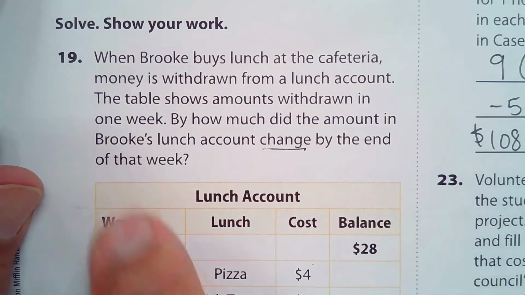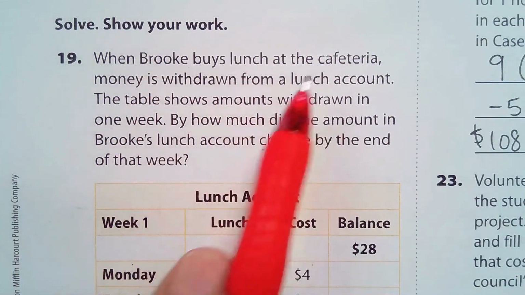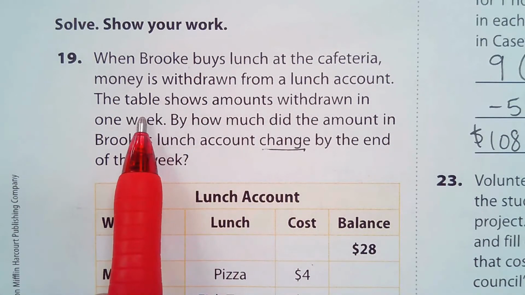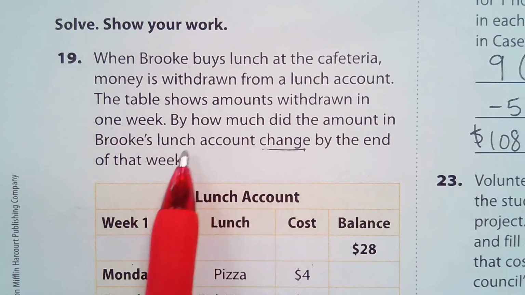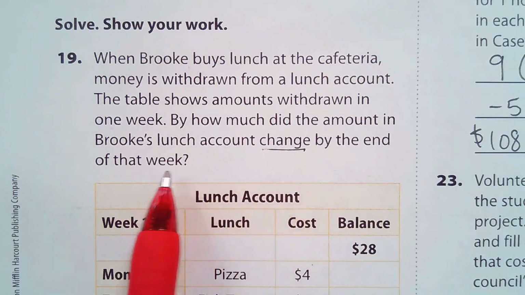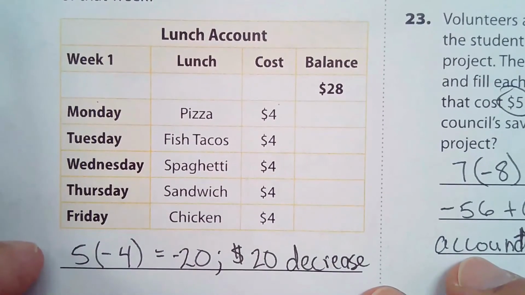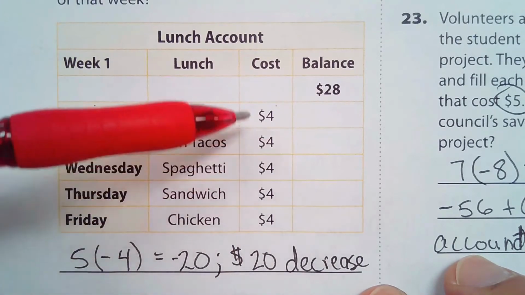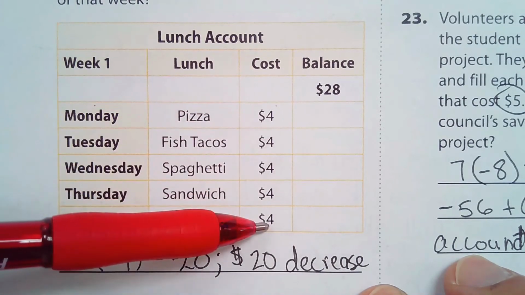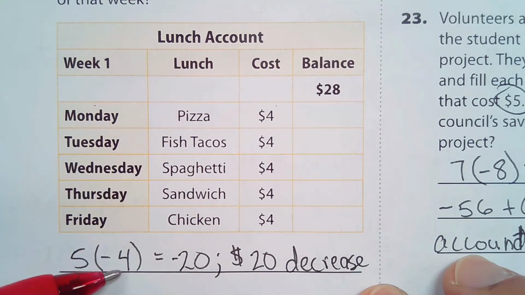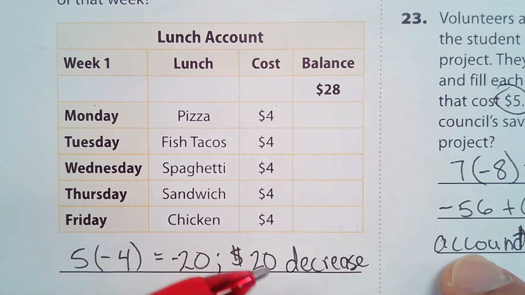Number 19. When Brooke buys lunch at the cafeteria, money is withdrawn from her account. The table shows amounts withdrawn in 1 week. By how much did the amount in Brooke's lunch account change by the end of that week? Okay, so we have this here. There's 1, 2, 3, 4, 5 of these 4s, and she's spending money, so that's negative $4 each time, and there's 5 of them. So 5 times negative 4 is negative 20. That negative 20 represents a $20 decrease.